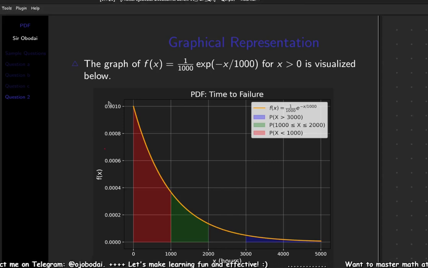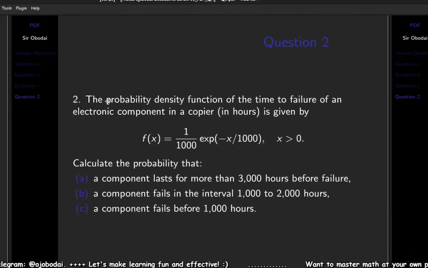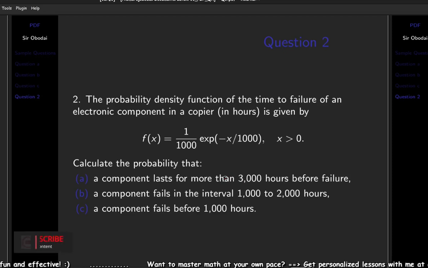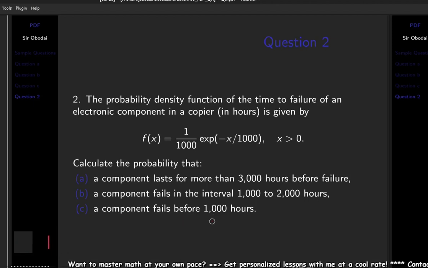Now we are straight away looking into this question, a question on probability density function. It says the probability density function of a time to failure of an electronic component in a copier, given in hours, is given by this function. We have to calculate: A, the probability that a component lasts for more than 3,000 hours before failure; B, the probability that a component fails in the interval 1,000 to 2,000; and C, the probability that a component fails before 1,000 hours.